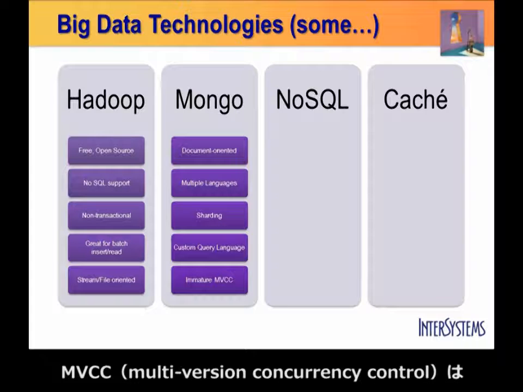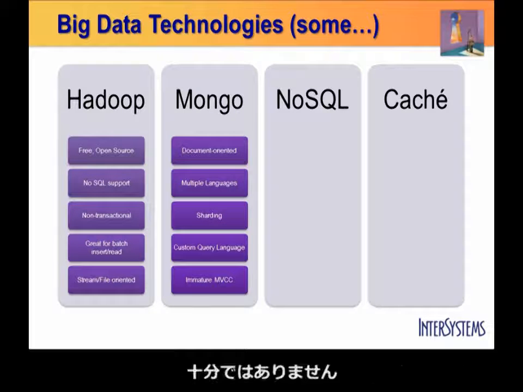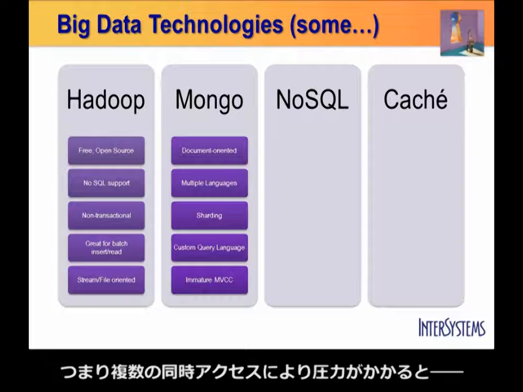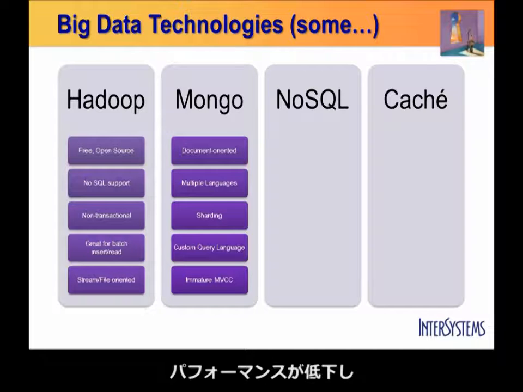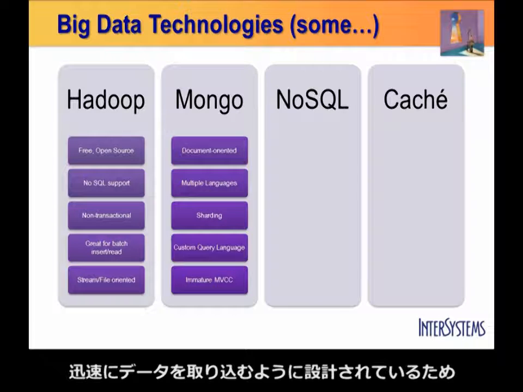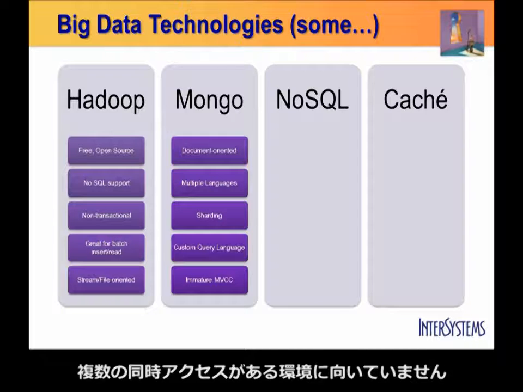And it says immature MVCC, which is multi-version concurrency control. So basically, what this means is that if you put enough pressure on this particular model with concurrent accesses, you can start to notice a degradation of the performance, and you can start to notice the degradation of the reliability of the system. It's just not designed for multiple concurrent accesses. It's designed for putting the data very quickly into this sort of an environment.